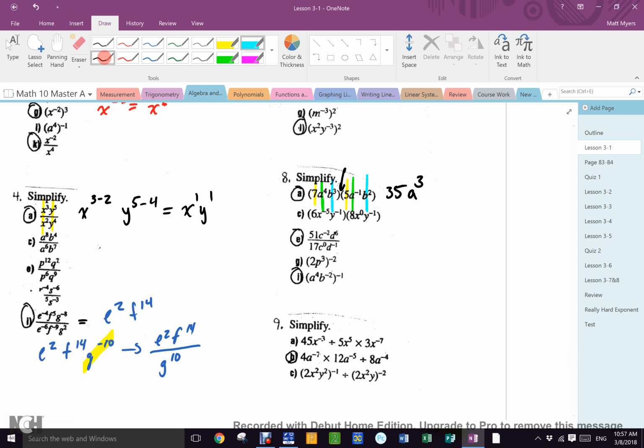What do you do? B to the 5th. Now I check. Is every exponent positive? Does 7 times 5 equal 35? So did I do it right? Excellent. Now let's look at E. What do I do with the numbers? Divide. Does 51 divide by 17? What is it? 3. Absolutely correct.